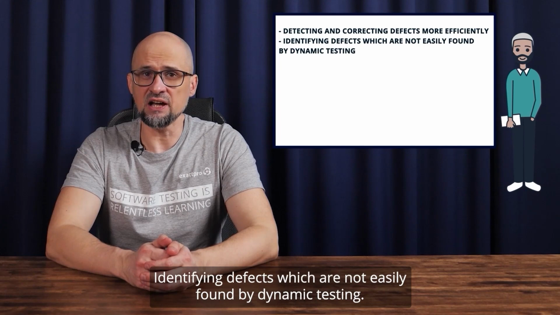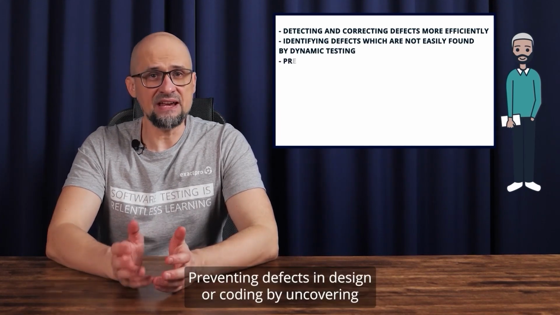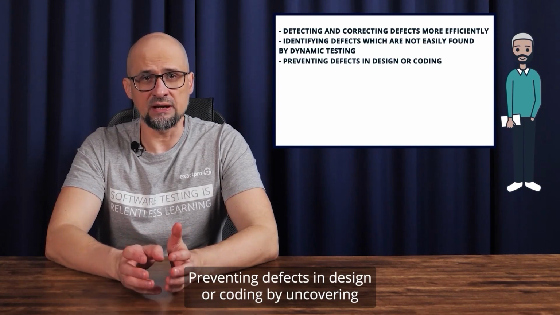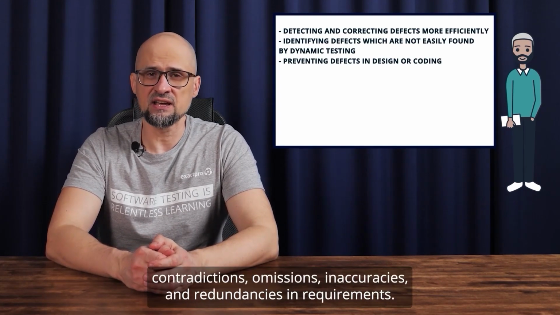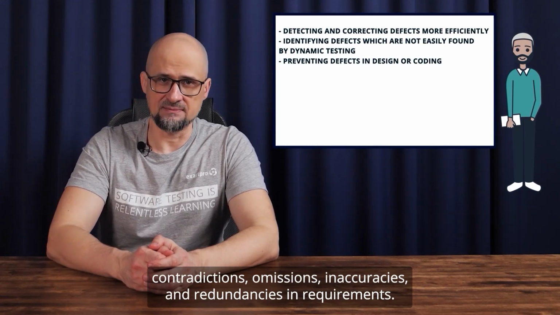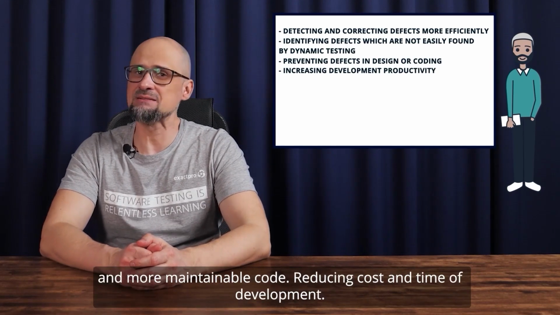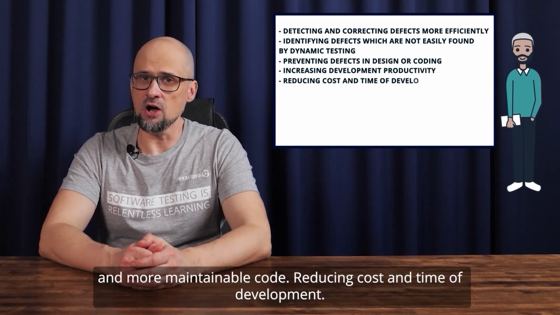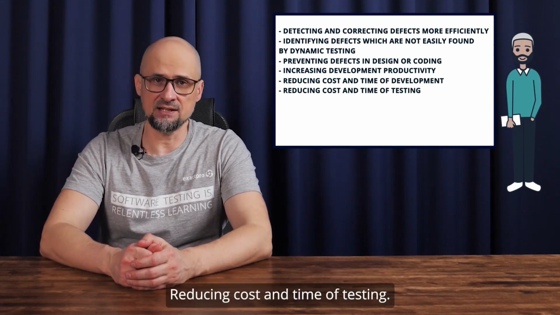Identifying defects which are not easily found by dynamic testing. Preventing defects in design or coding by uncovering inconsistencies, ambiguities, contradictions, omissions, inaccuracies, and redundancies in requirements. Increasing development productivity due to improved design and more maintainable code. Reducing cost and time of development. Reducing cost and time of testing.